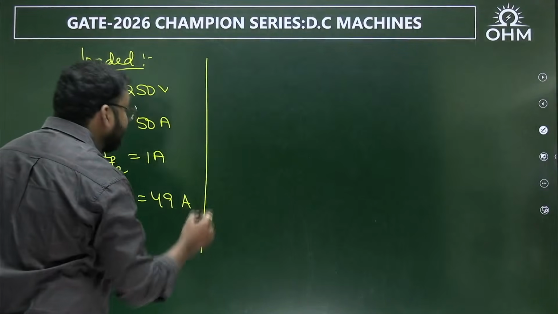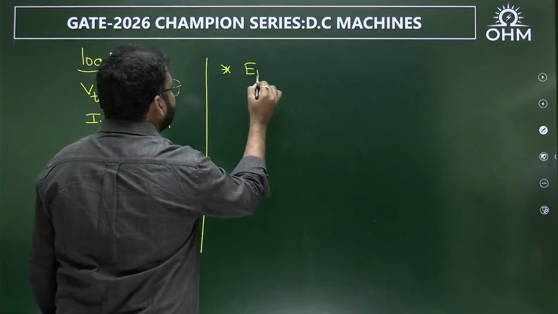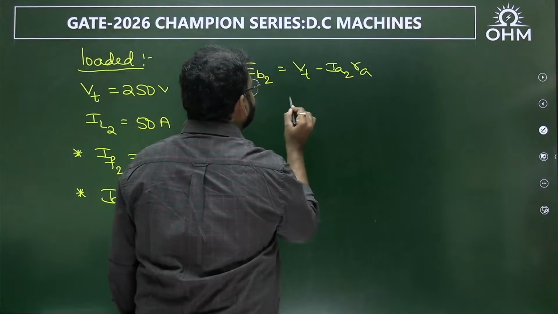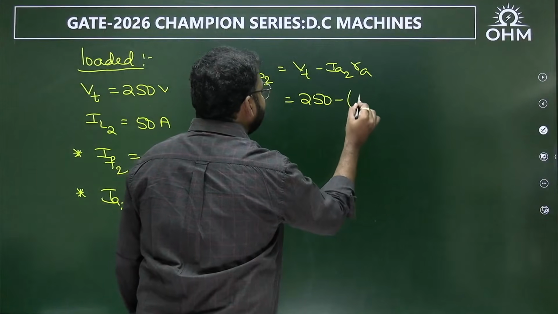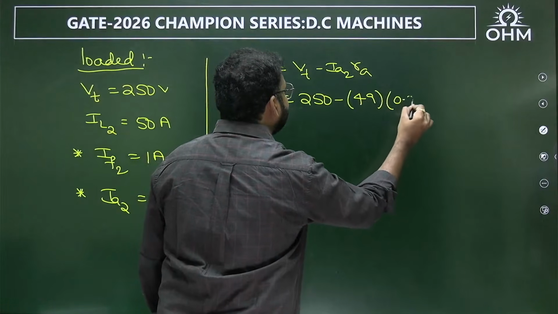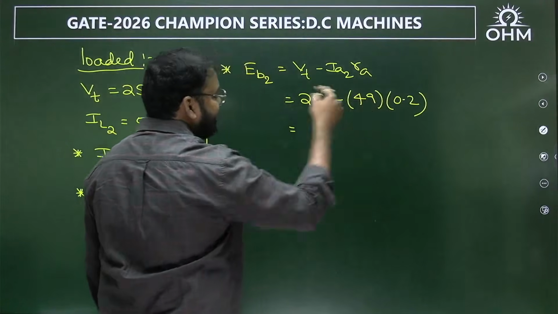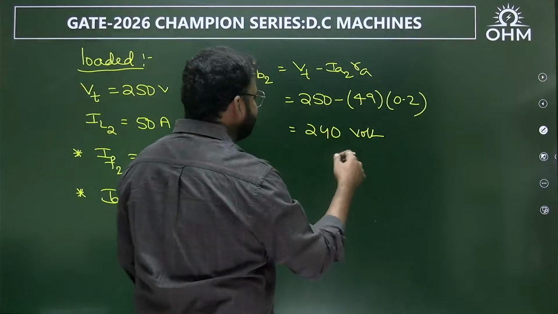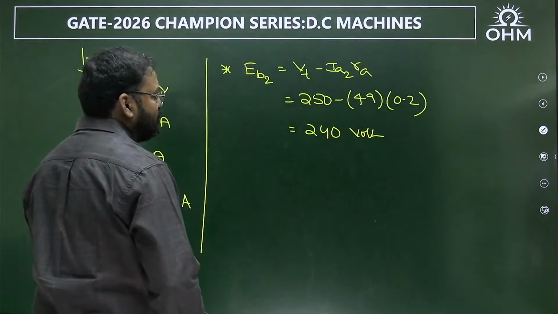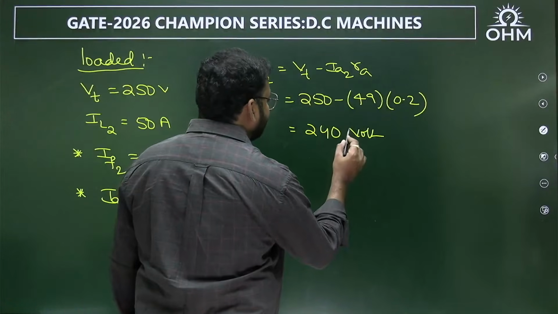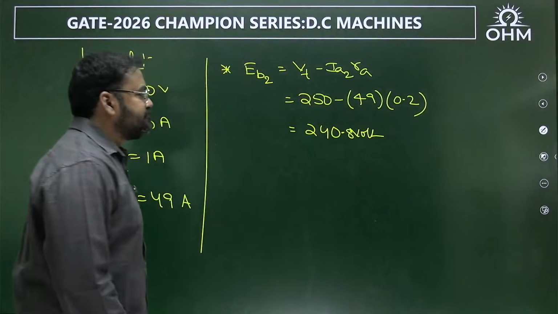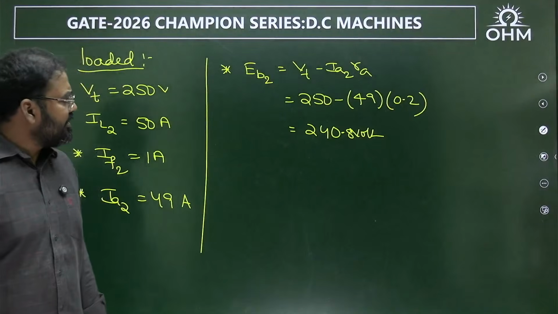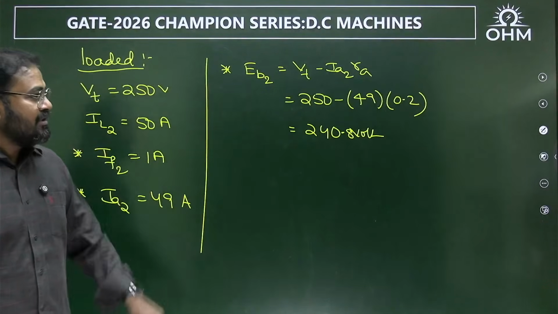So calculate the new back EMF. What is the new back EMF? Vt minus Ia into Ra. Vt doesn't change, same 250, but armature current was a 49. If it is a 50, it would have been 10. Approximately 240, right? Exactly speaking, more than 240. 240.8 probably, right? Okay, 240.8 or 240.2, whatever. So that is the new back EMF.